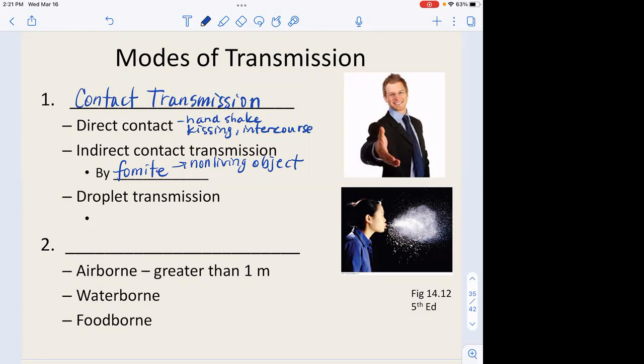Or the ill child that plays with the toy in daycare in the morning, he goes home in the afternoon, a kid plays with that same toy and gets sick, right? That toy is then an indirect mode of transmission of some pathogen. Droplet transmission is then sneezing, coughing, even talking. Those large droplets that are passed when you're close to someone, less than 1 meter away.